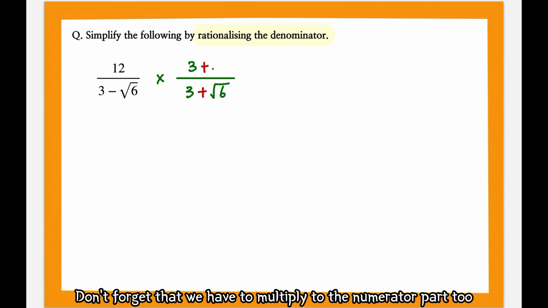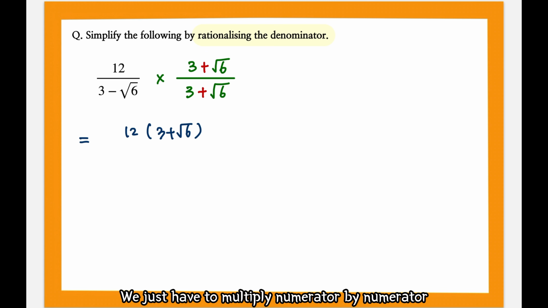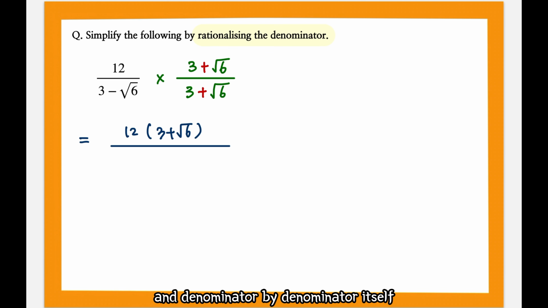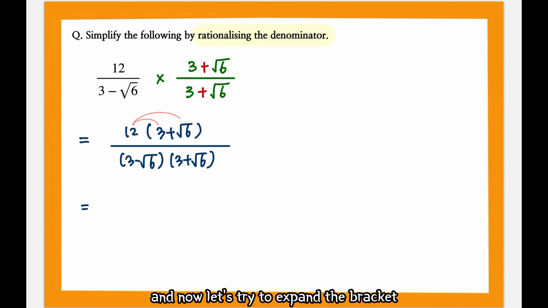Don't forget that we have to multiply the numerator too. So how do we multiply this expression? We just have to multiply numerator by numerator and denominator by denominator itself. So we could write the expression in this way. And now let's try to expand the bracket.